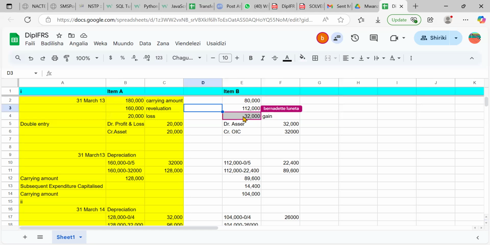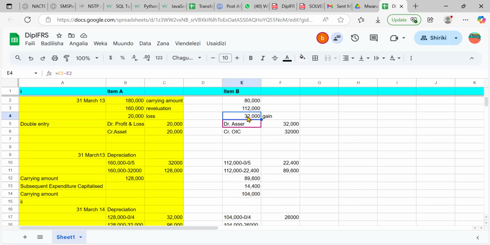Minus 80. Okay, perfect. So we have the loss, but what is the gain? You have computed them knowing this is the loss and this is the gain, and you have written loss and gain. But usually you take the revalued amount minus the carrying amount and the negative sign will appear. So this is the loss, 20,000, and here you have 32 revaluation gain.